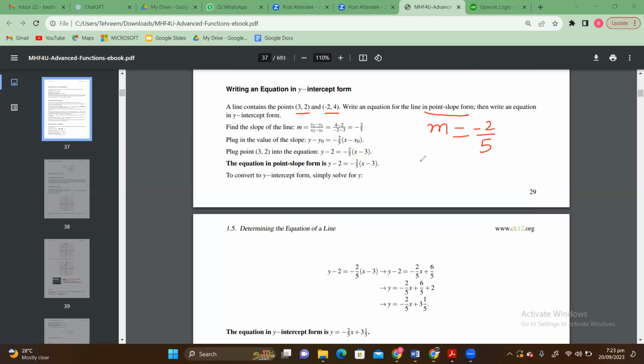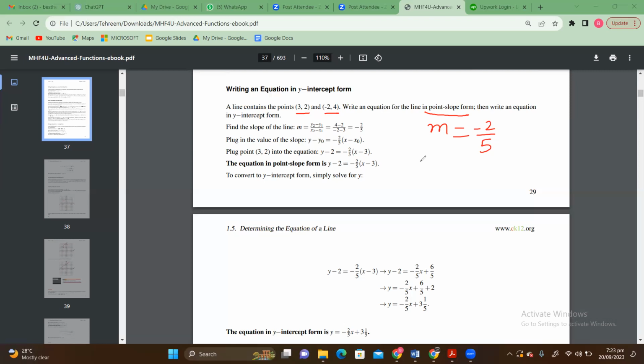So my equation will be y minus 2 is equal to minus 2 by 5 times (x minus 3). Okay. Now solve this equation for y. So y minus 2 is equal to minus 2 by 5 times (x minus 3).